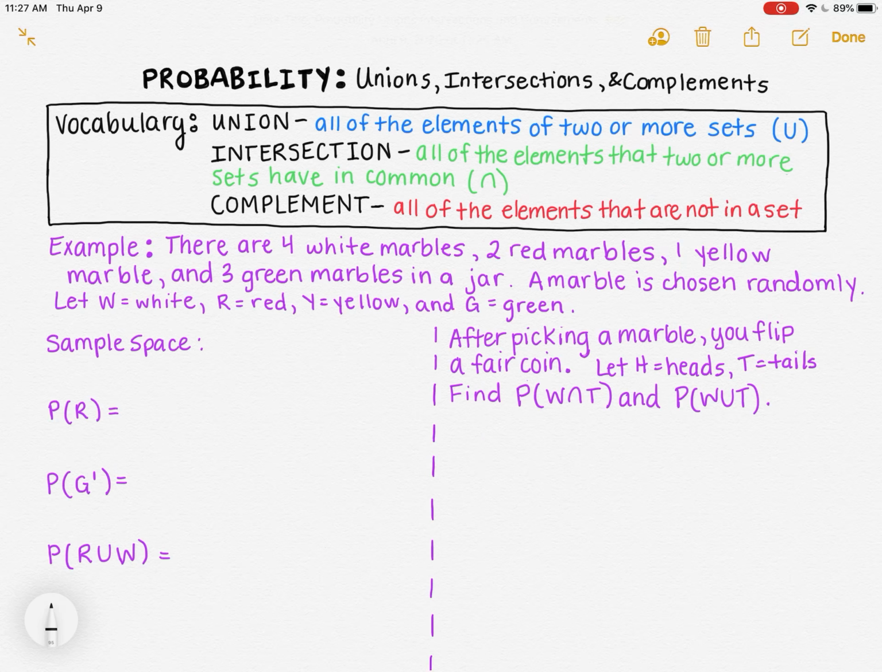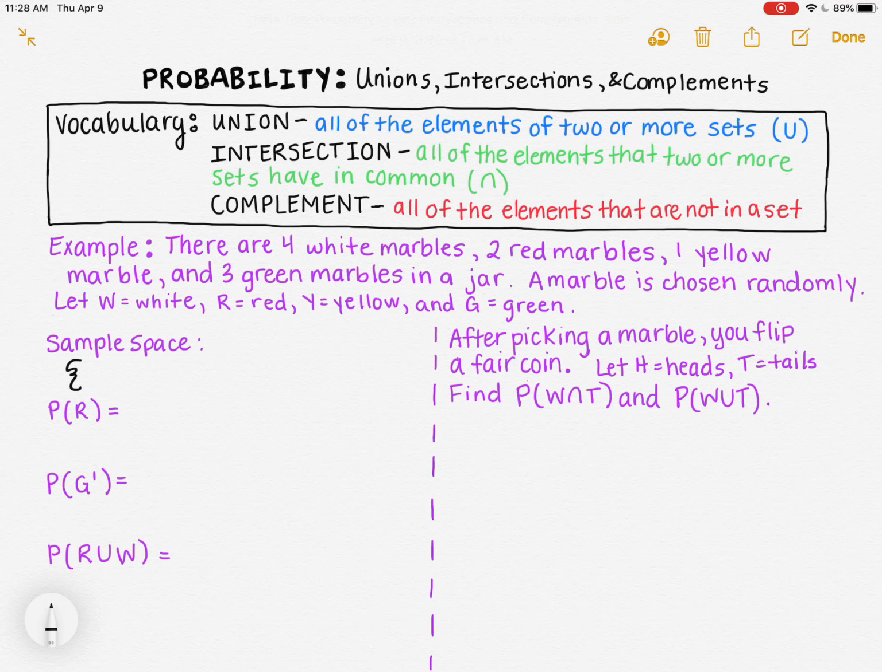So in this scenario, we have 4 white marbles, 2 red marbles, 1 yellow marble, and 3 green marbles in a jar. A marble is chosen randomly, just 1 marble. We're going to use the letter W to represent picking a white marble, R to represent picking a red marble, Y to represent picking a yellow marble, and G to represent picking a green marble. So first, we always want to start by thinking about what our sample space is. And remember, I use these curly brackets for my sample space.